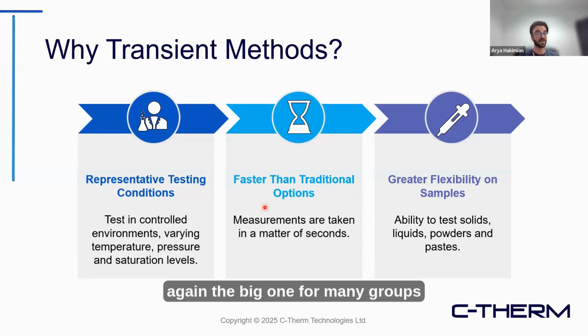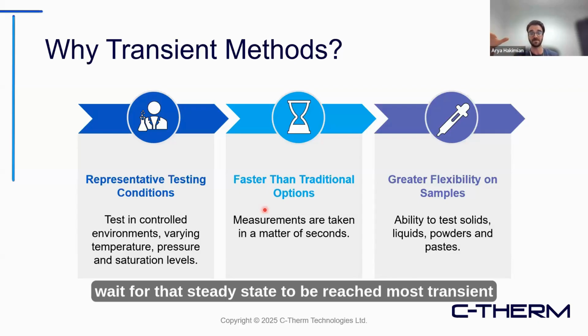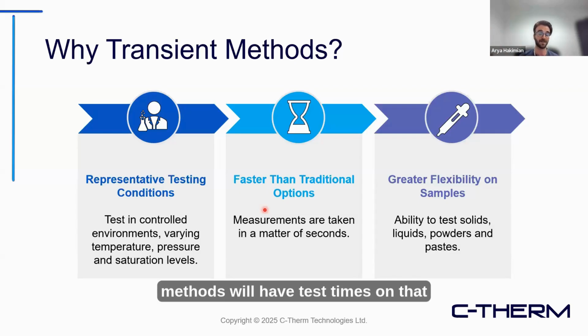Again, the big one for many groups is that they're much faster. Because we don't have to wait for that steady state to be reached, most transient methods will have test times on that seconds to minutes time scale versus hours to days. So there's certainly some throughput capabilities that are very attuned to the transient class of measurement.